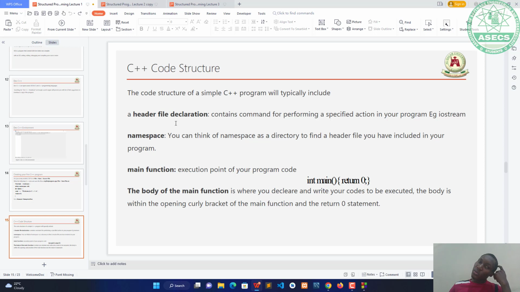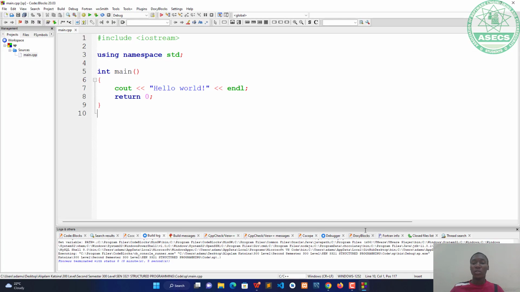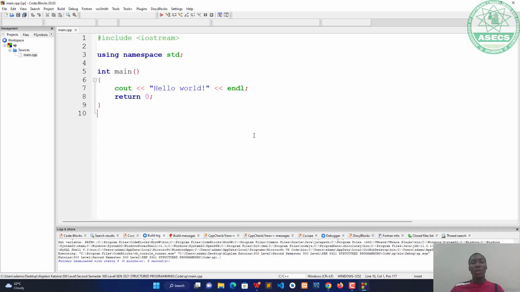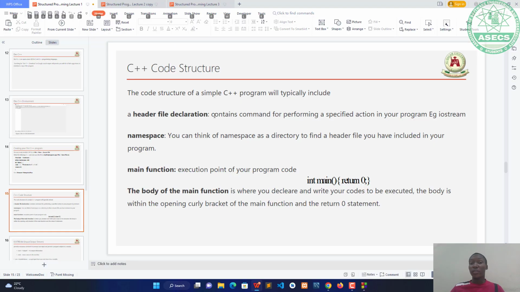So abin da ya zo sai ya zo ke bayani akan C++ code structure. Akwai irin boilerplate code da yake zuwa da shi. Yanzu zan fara amfani da shi. This is the boilerplate code da yake zuwa da shi. So menene amfanin shi? So akwai header file, shine wannan hash include, na akwai namespace, akwai main function, akwai kuma body of the main function. I will read from the lectures, then I will explain to you guys.